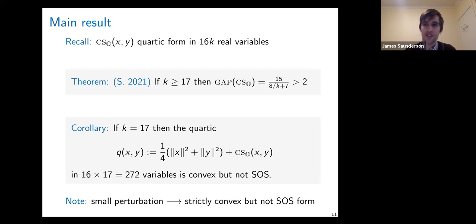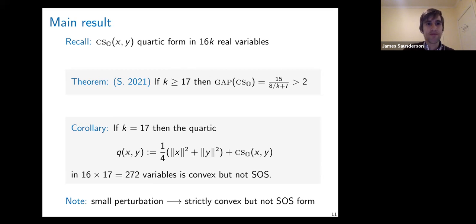And so the corollary of unwinding some of the things we've said before is that if you take your Cauchy-Schwarz form and you add 1/4 times the sum of the squares, I'm missing a square there, it should be the sum of the squares all squared, this gives me a quartic form in 16 times 17 equals 272 variables that is convex, but not a sum of squares.